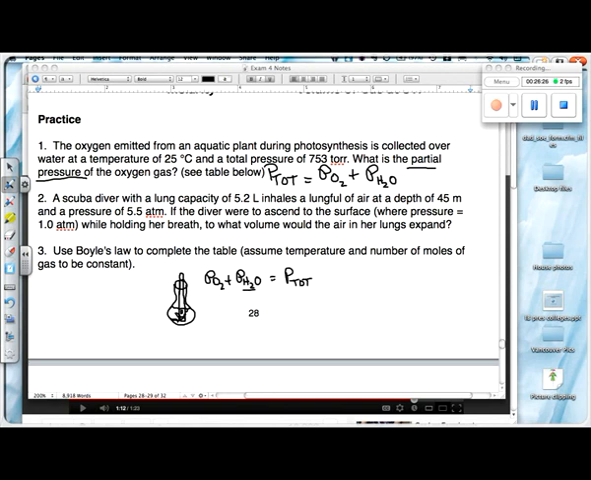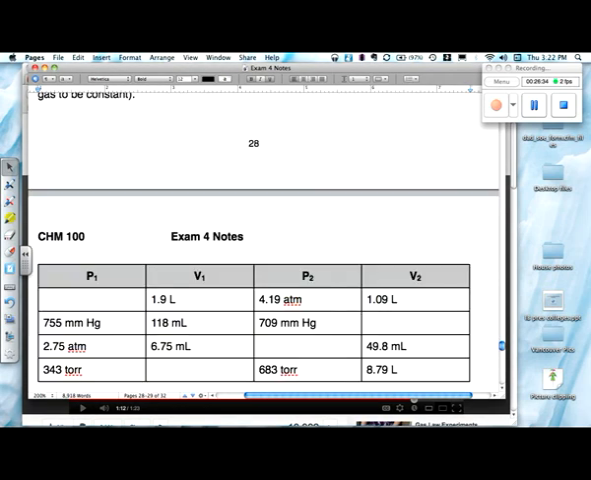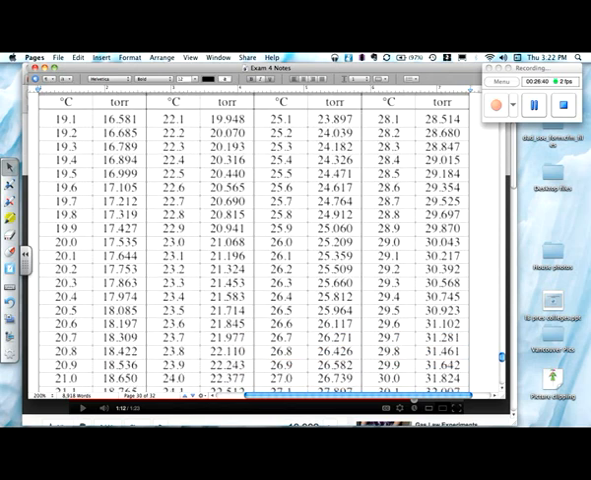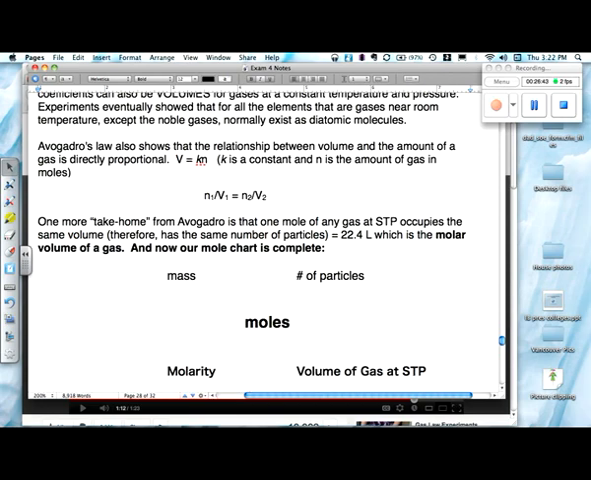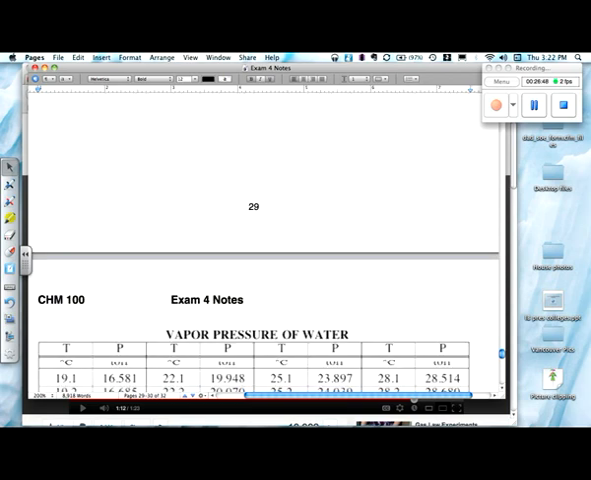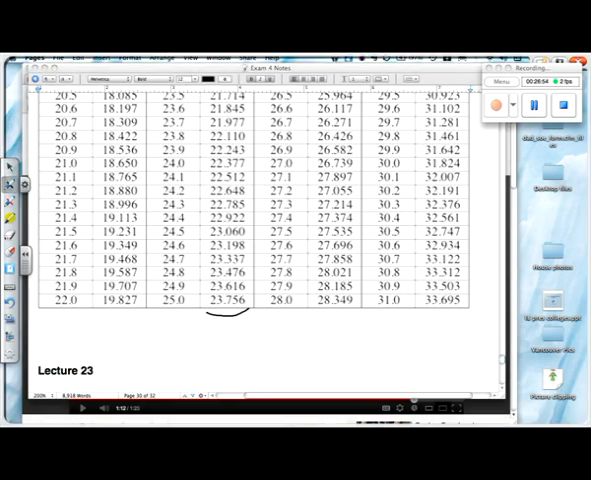So how do I get this? See table below. We know that humidity is temperature dependent, right? So there's our little water vapor pressure table. And what temperature was it? Sorry, 25 degrees. All right. So at 25 degrees Celsius, we have a vapor pressure of 23.756, and our pressure unit here is torr. 23.756 torr is our water vapor pressure.